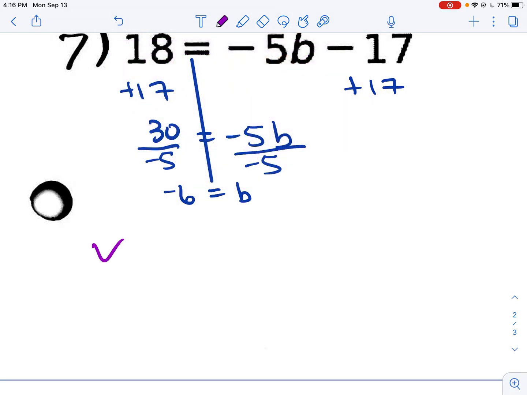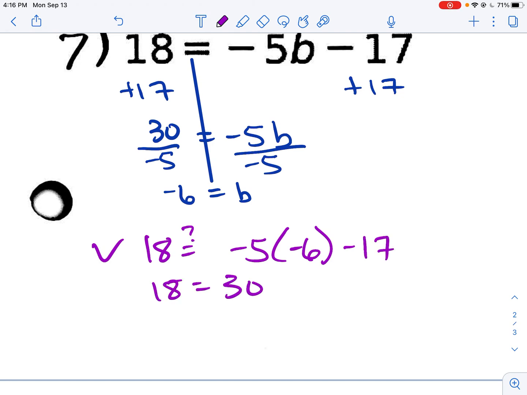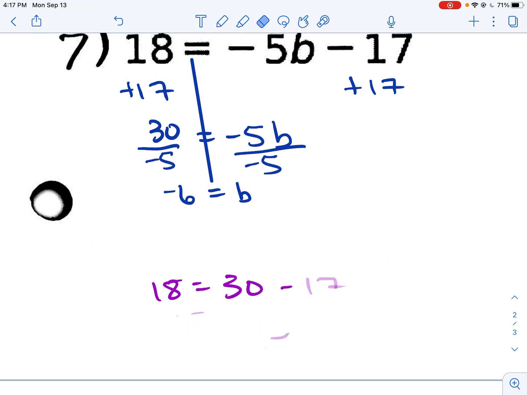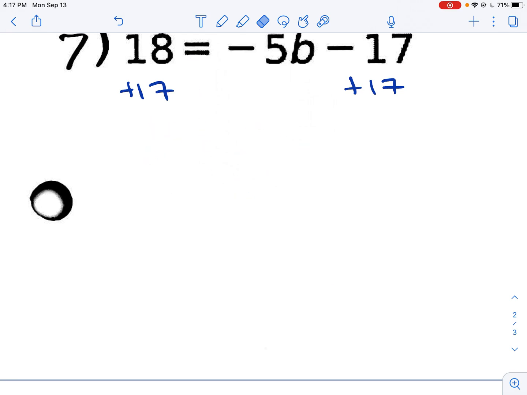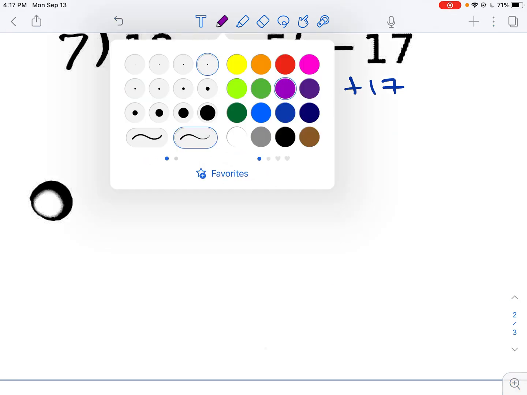So then I plug in and make sure I did it correctly. Negative 5 times negative 6 minus 17. So 30 minus 17. Ooh, look at that. Did I do something wrong? That comes out to 13. I didn't do it right. Ooh, so I have to try again. Something went awry. What did I do wrong?